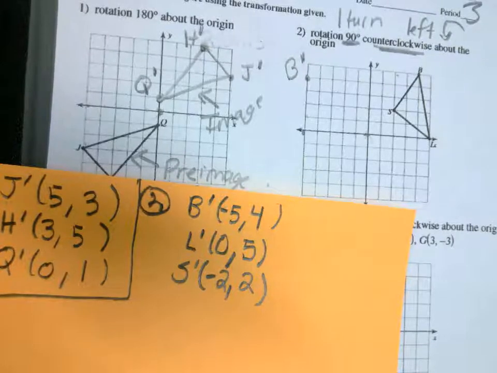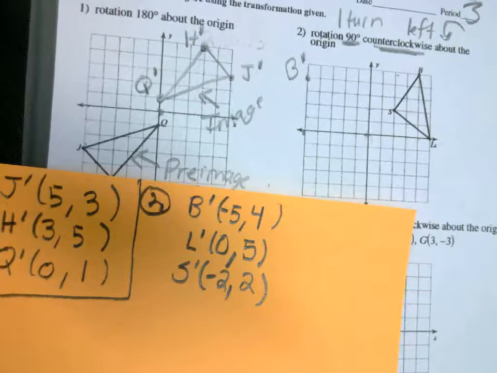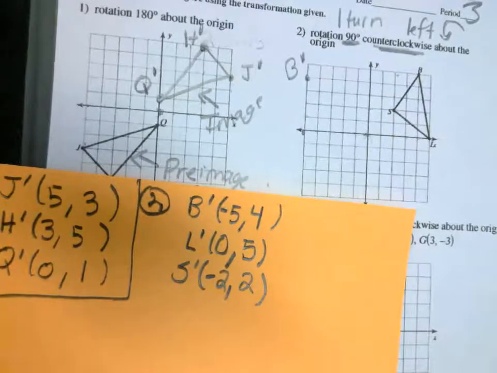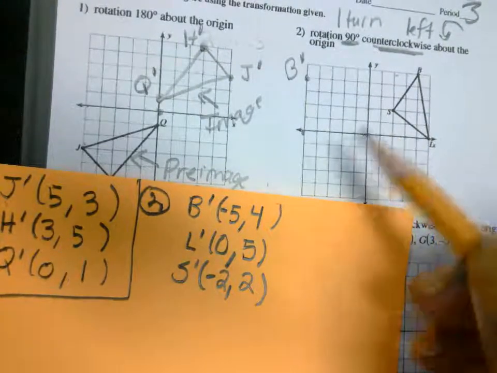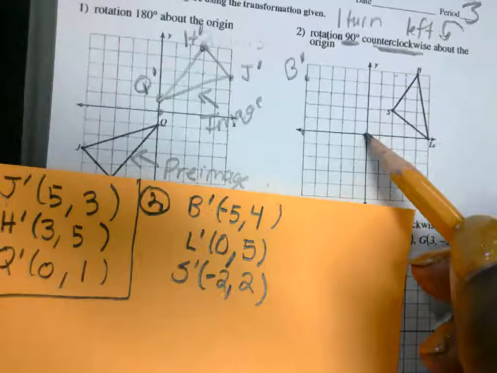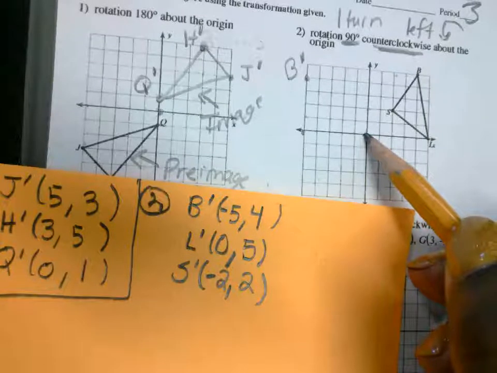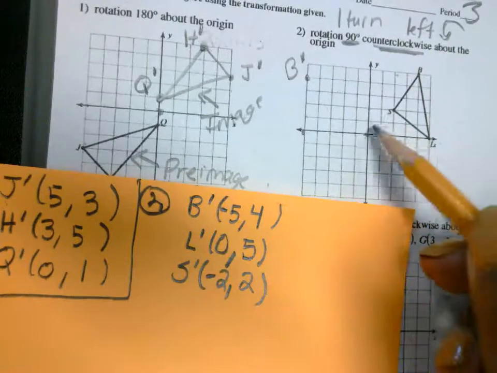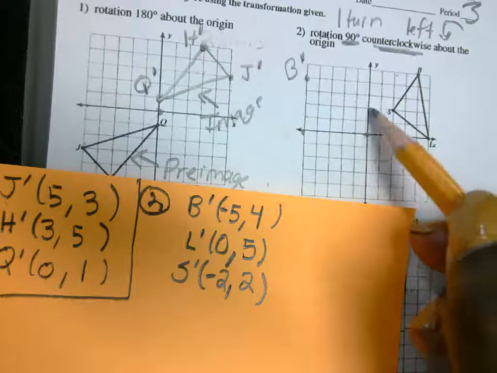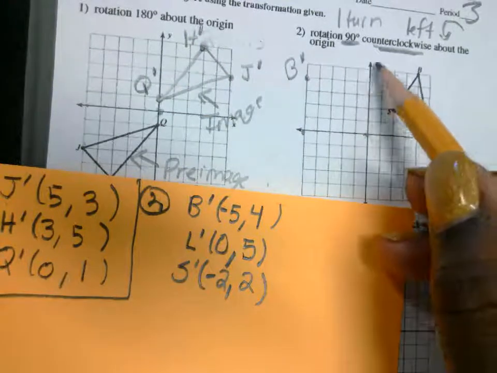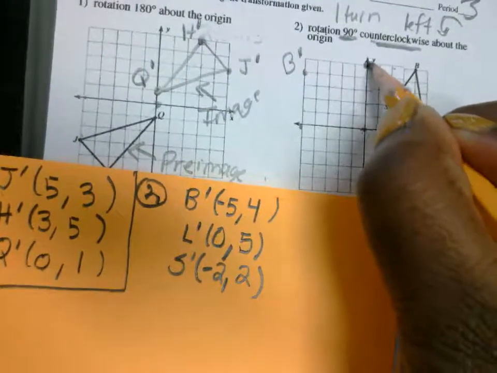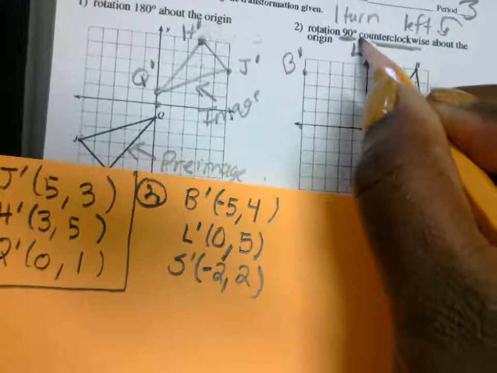All right, L prime. Start right here at the origin. You see it's 0. I don't go up or down. I don't go left or right. 5, +5. I go up. 1, 2, 3, 4, 5. This is L prime.